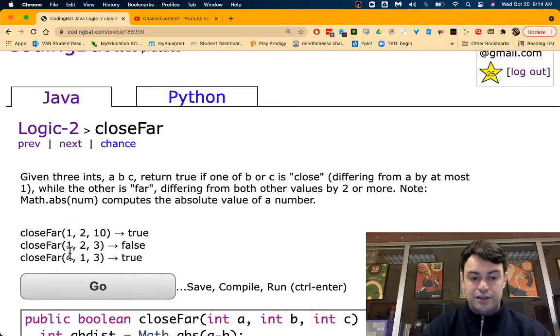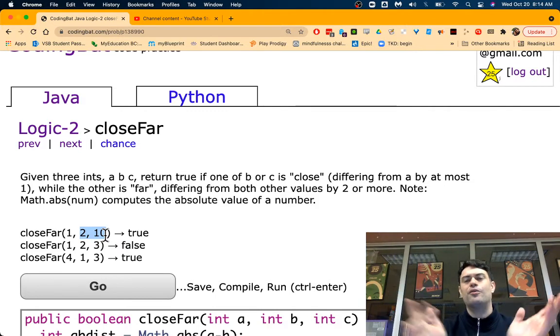The last one, which is our close number, it's 3. So 3 is close to A, which means that the other number, B, must be far from A and C. Yeah? That makes sense? Oh, it's so hard. So basically you need one of B and C to be close to A, and the other number, whichever wasn't close, needs to be far from A and whatever the close number was.